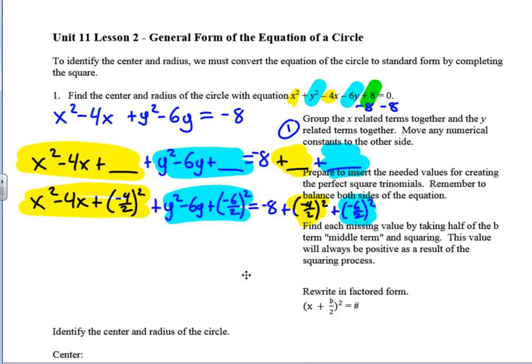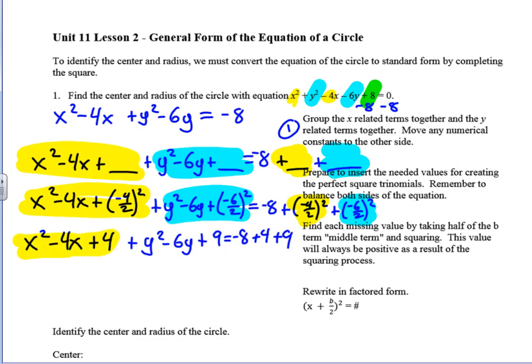And so what we've created now is x squared minus 4x. Negative 4 divided by 2 is negative 2. Negative 2 squared is positive 4. Plus y squared minus 6y plus 9 equals negative 8 plus 4 plus 9. So what we've done here is created perfect square trinomials. This is a perfect square trinomial, and this is a perfect square trinomial right here.